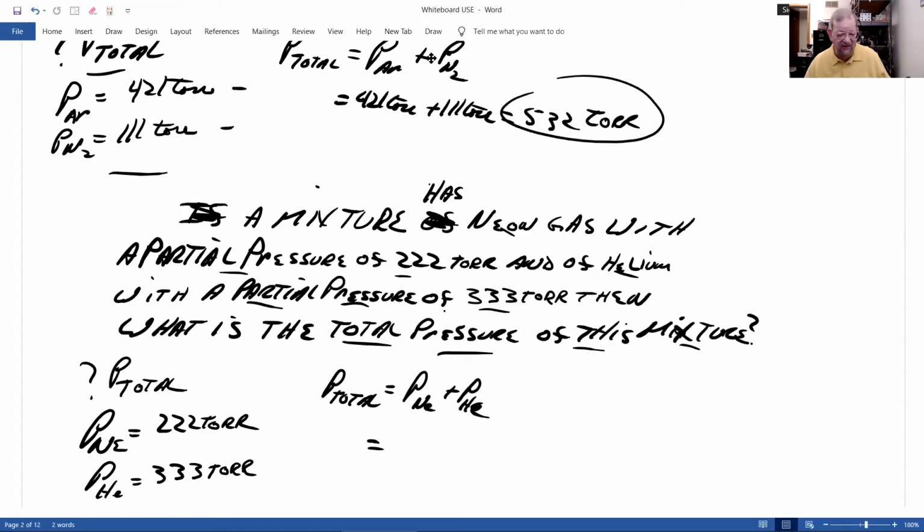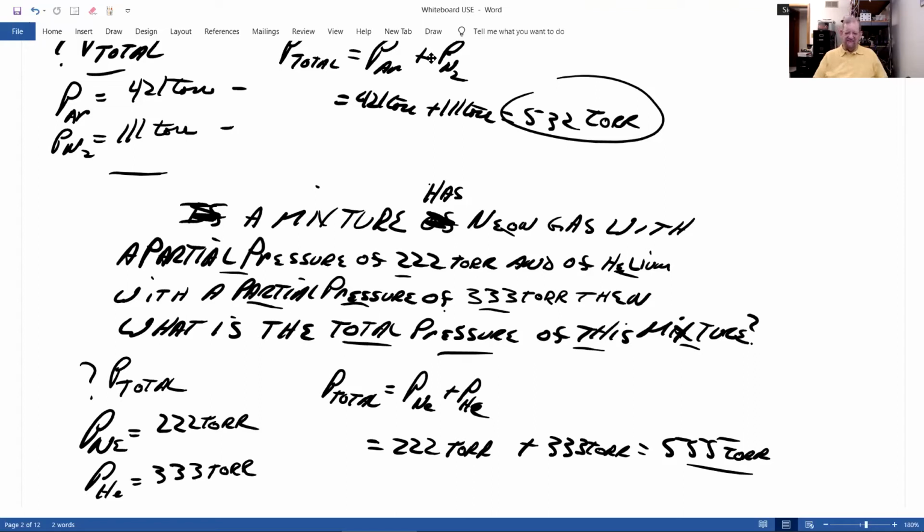In this case, that's 222 torr, and the other one is 333 torr. If I add those together, I'll get 555 torr. And that's how you do it.